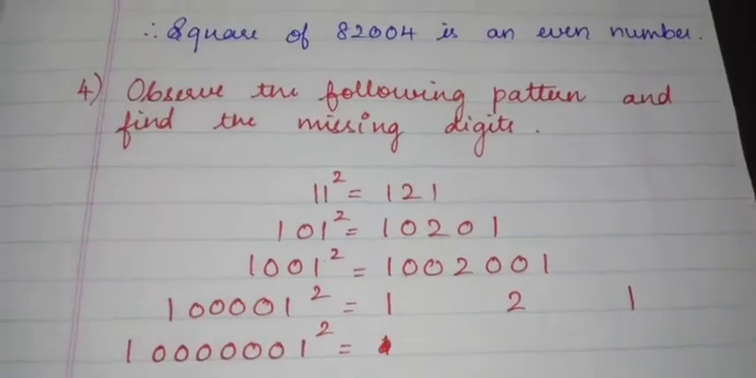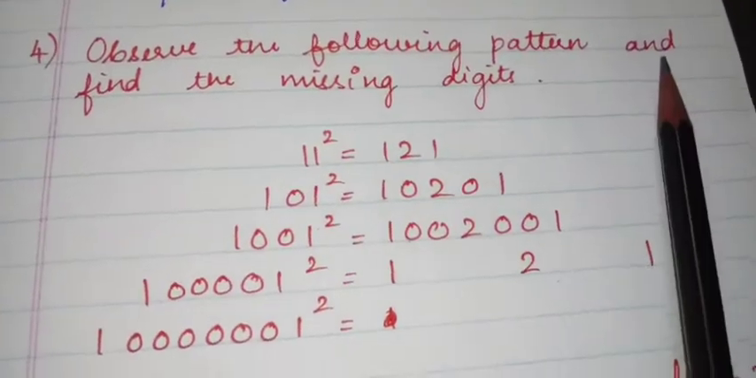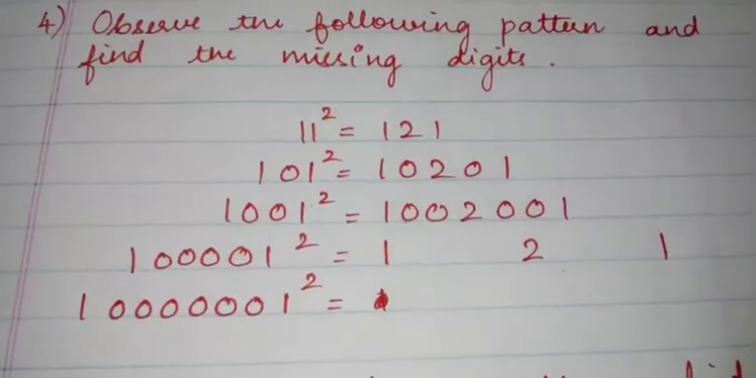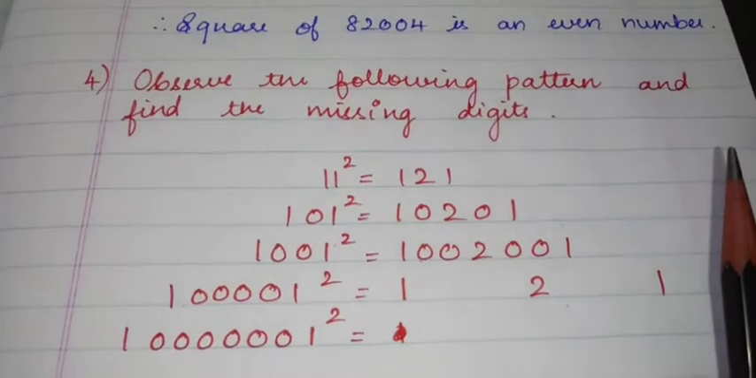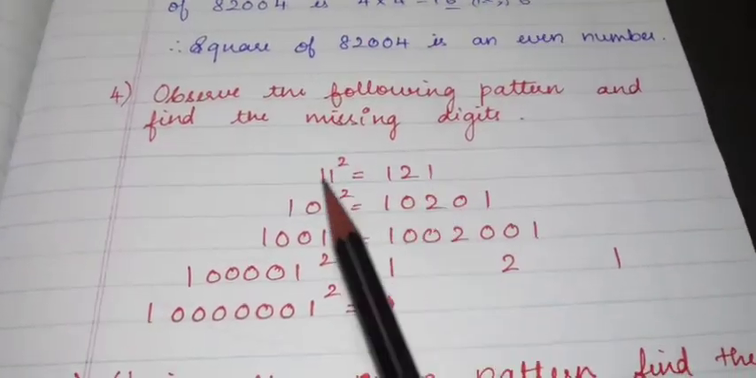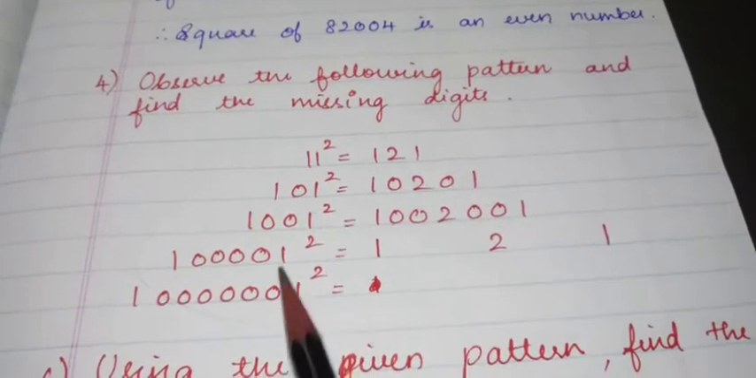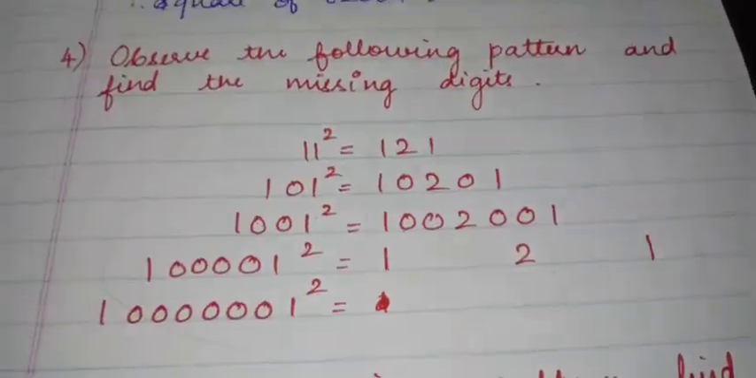Fourth problem, you can write it in your textbook. Observe the following pattern and find the missing digit. See, we have to find the number patterns. We have learnt about number patterns, no? In the same way, here is one pattern given. We have to check what is common between these patterns, and you have to fill this. Okay, just seeing the pattern.